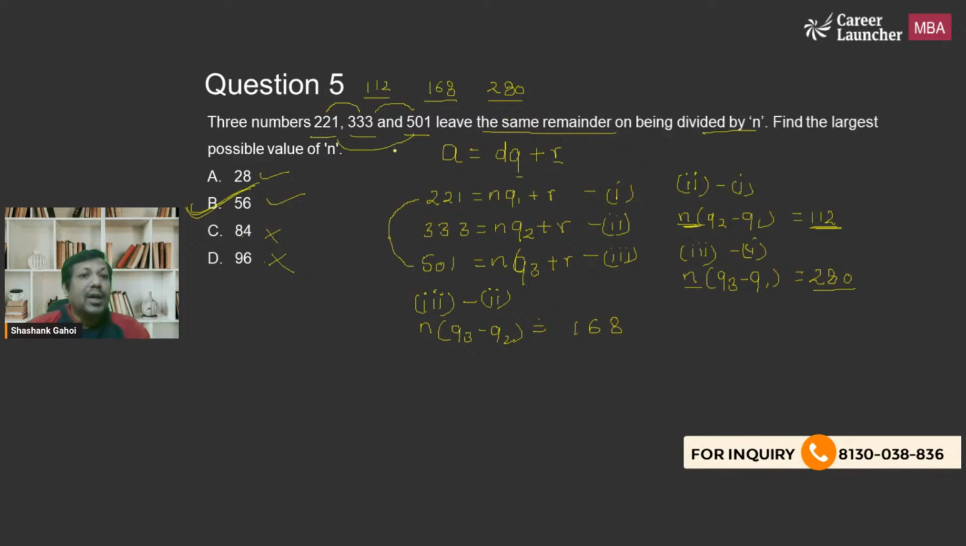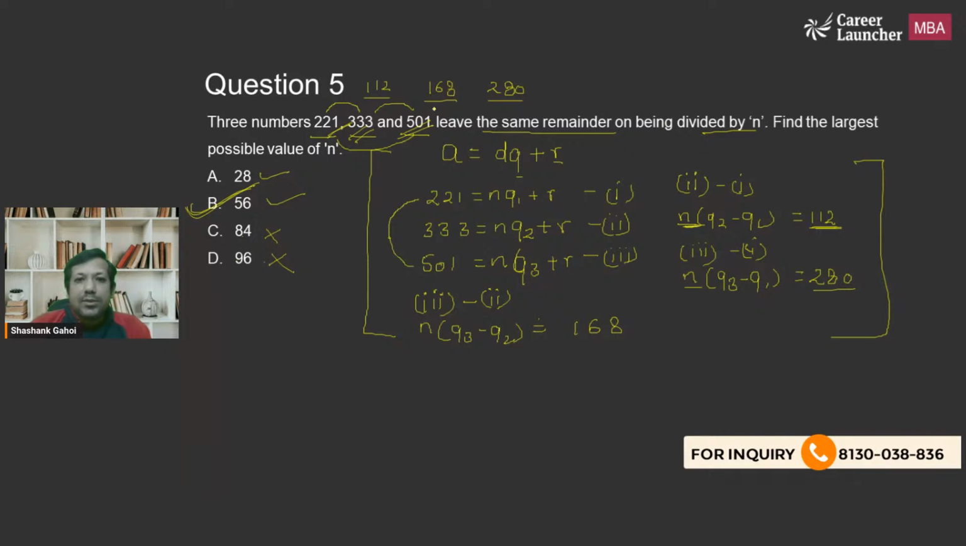So this is the actual explanation of how it should be solved. But in the exam, this won't be an appropriate approach. So what approach should you follow? Take the difference of these two, these two, and these two, and take the highest common factor of these three differences. You are going to get your answer very easily and very quickly.